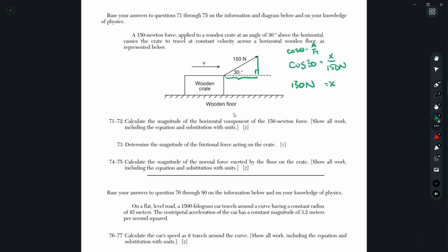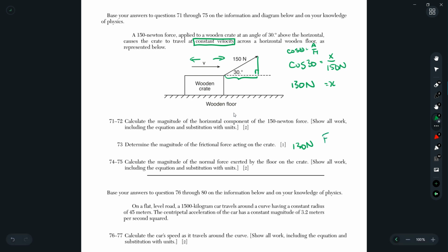What is the frictional force? 130 newtons, and I know that because constant velocity. So if I know the force going this way, then I also know the force going the other way, equilibrium. And then calculate the normal force.